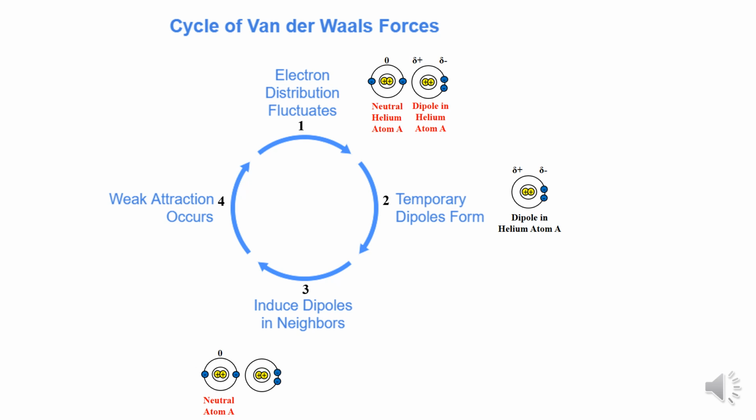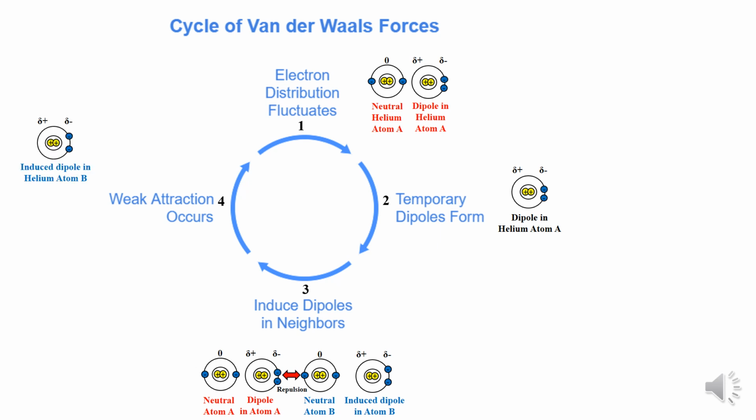And when this helium atom with a dipole approaches another helium atom, or when another helium atom approaches this helium atom with a dipole, there is enormous amount of repulsion between the negatively charged electrons present in the outermost valence shell. And as a result of this repulsion between the negatively charged electrons present in the outermost shell, a dipole is induced in the another neighboring helium atom.